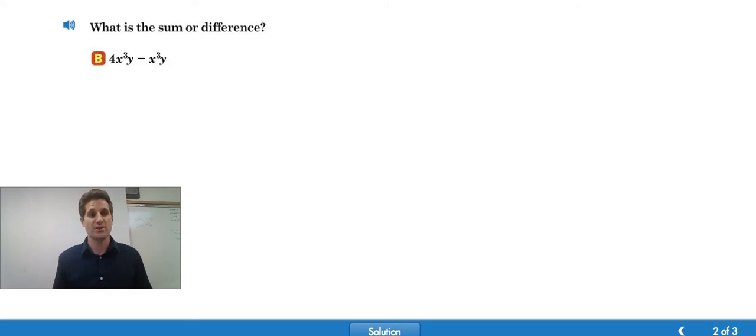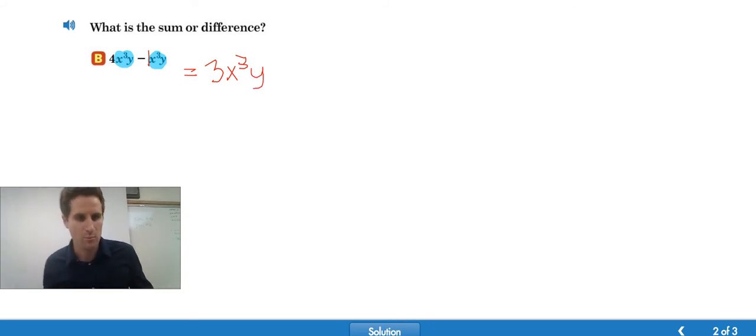Here we have x to the third y, x to the third y. So we do have the same variable there, so we can actually subtract. This is going to be 4 minus, when you don't see a number, there's secretly a 1 there. So it's going to become 3, and we keep x to the third y. We did this with basic variables, but when we have additional variables, it stays the same.